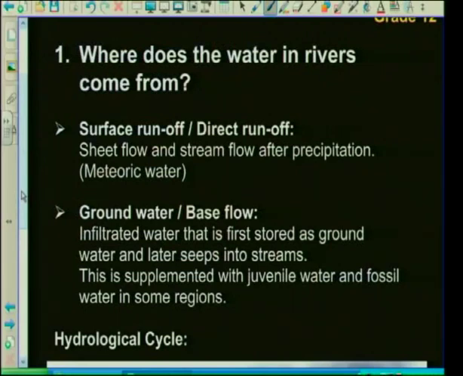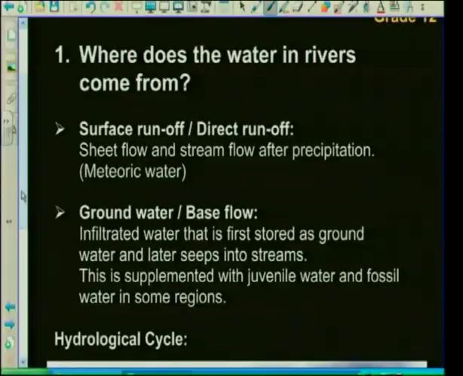Now, surface runoff or direct runoff is the actual water that flows across the surface of the earth after rainfall or precipitation has occurred. In the notes, it says that sheet flow and stream flow after precipitation, it refers to meteoric water. Meteoric water is water that has come from the atmosphere above us in terms of climate. That water is found in the form of rainfall. It could be snow, it could be hail.